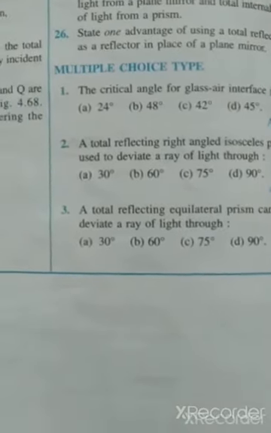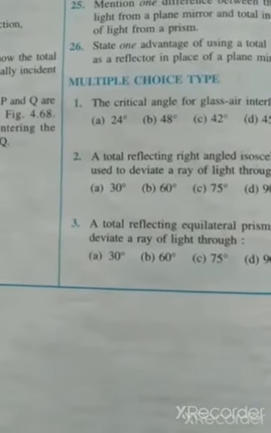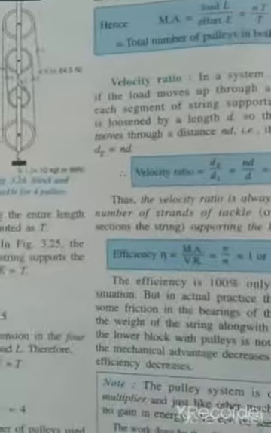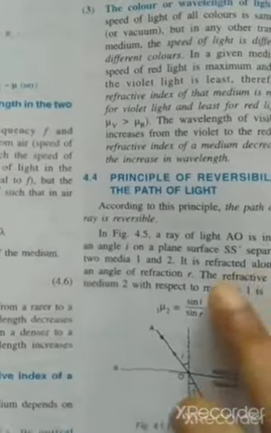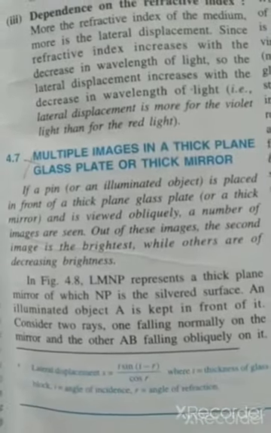Now we have completed chapter 4, and in the next video we will start the next chapter, that is refraction from lens. In this chapter everything is very important, nothing is reduced. So don't think that you can leave any topic from this chapter. One thing that you will not cover from this chapter is the multiple images from a plane mirror. Multiple images in a thick plane glass plate or thick mirror, that is not included. Rest all the topics are included in your syllabus, so all topics you have to cover.